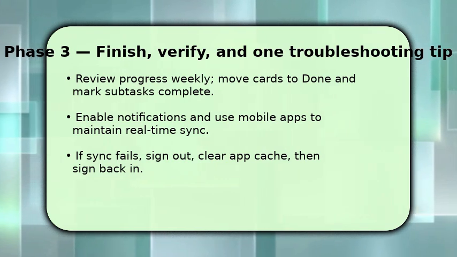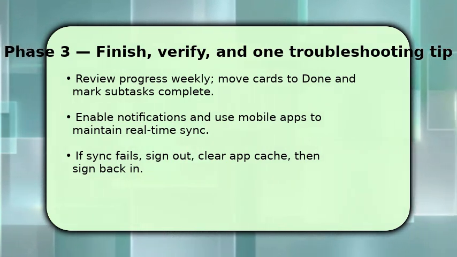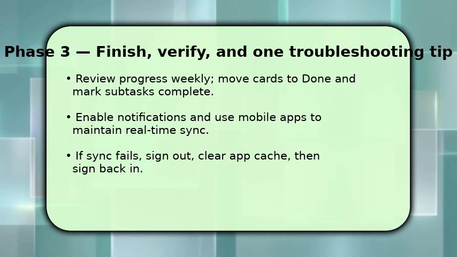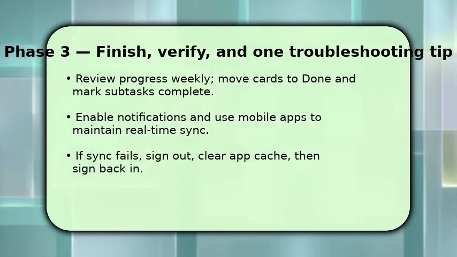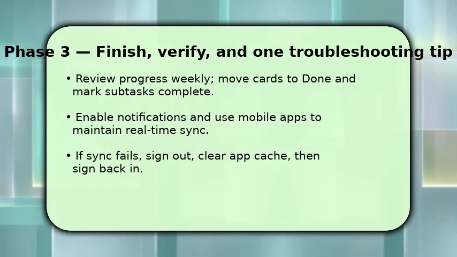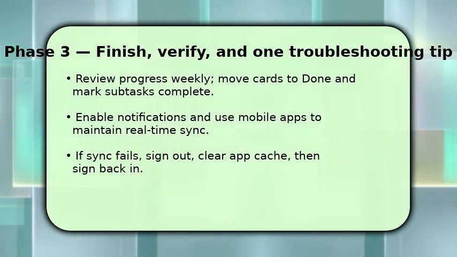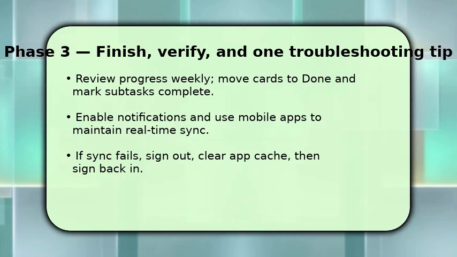If something goes wrong, like tasks not appearing, sign out of both apps, clear the app cache or browser cookies, then sign back in. Check the planner's Microsoft 365 group membership. That single troubleshooting step fixes most sync and permission issues quickly.